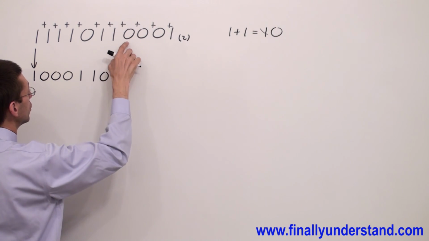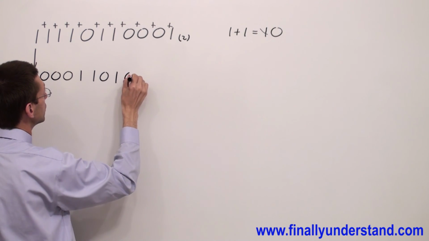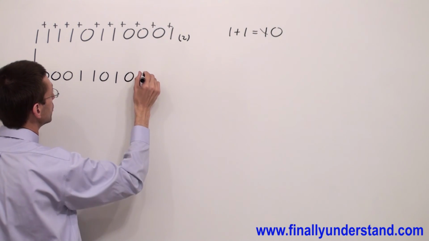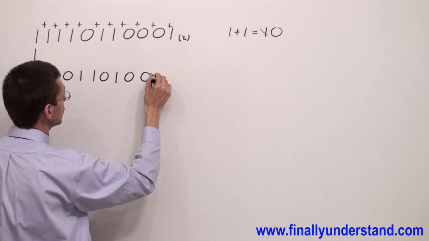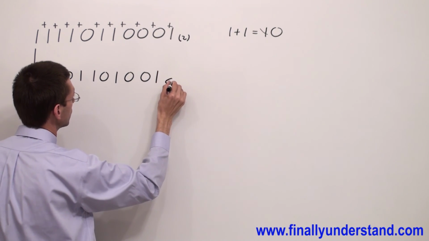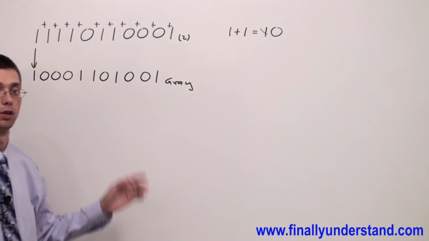1 plus 0 gives me 1. 0 plus 0 gives me 0. 0 plus 0 gives me 0. And 0 plus 1 gives me 1. This is my gray code. And this is the solution to my problem.